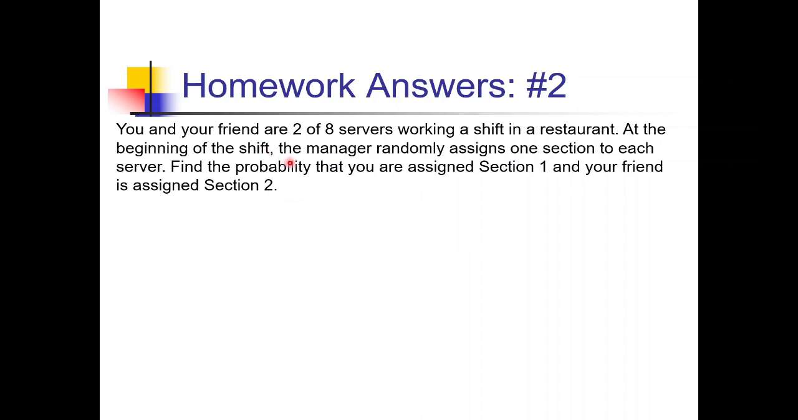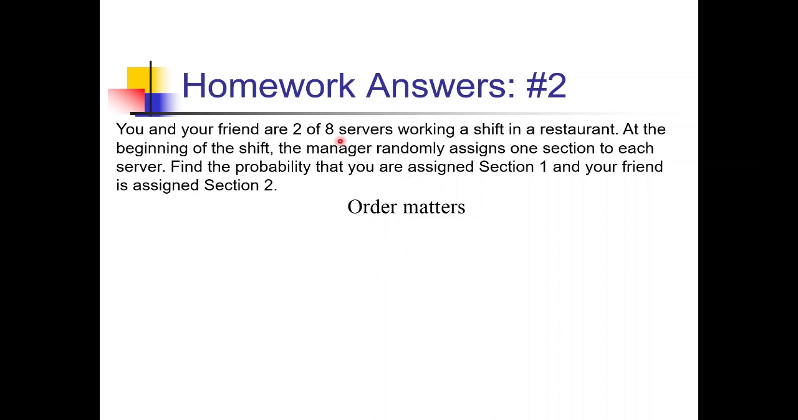For this problem, you and your friend are 2 of 8 servers working a shift at a restaurant. At the beginning, the manager randomly assigns one section to each server. We want the probability that we are assigned section 1 and our friend is assigned section 2. So we're looking for a probability. That means that whatever we do, we're probably going to be finding the total possible outcomes with our permutation or combination. And the fact that we specifically want to be assigned to section 1 and our friend to section 2 means the order does matter in these 2 people that are chosen.